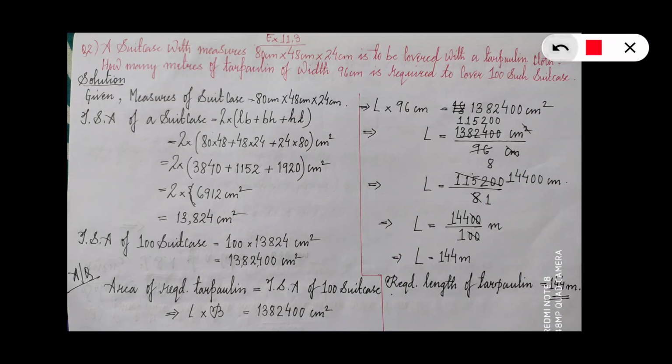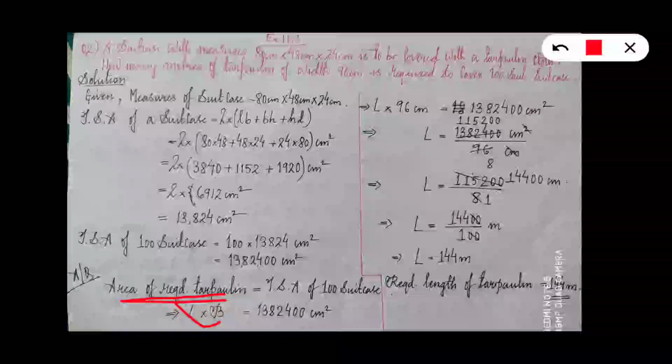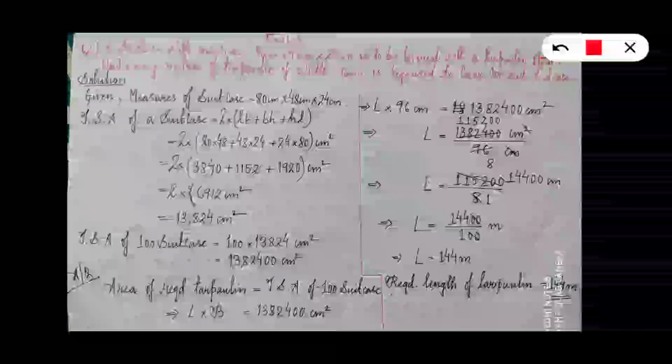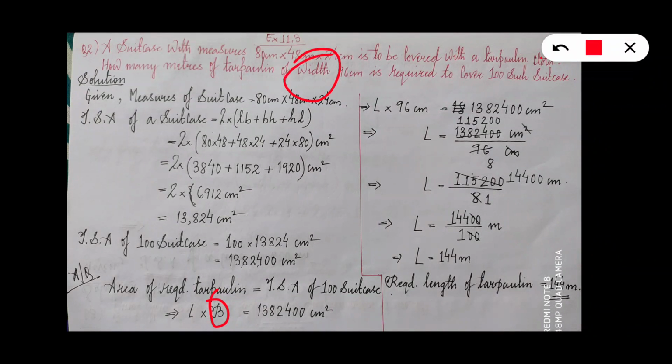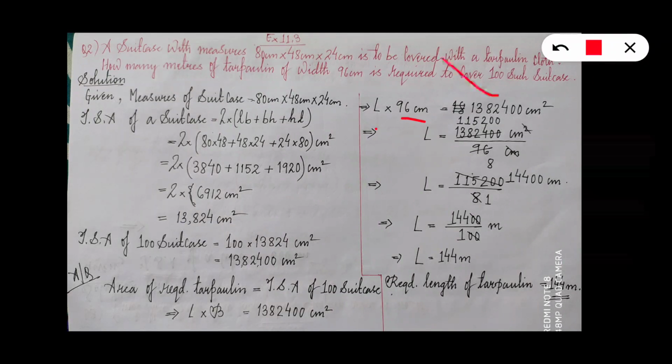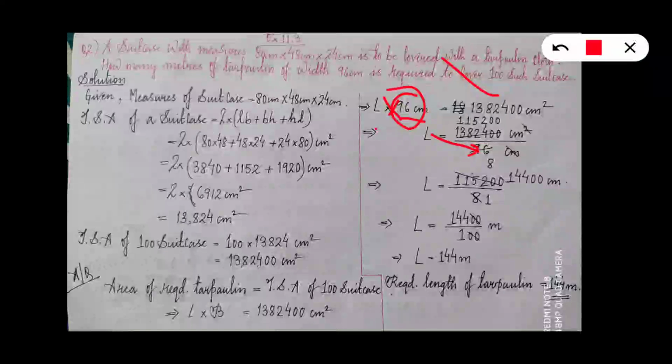So what is the formula of area of rectangle? Length into breadth. That's why in place of area of tarpaulin I have written here length into breadth, L into B. So total surface area of 100 suitcases we have already got here 13,82,400. Okay. Now let us replace this breadth, which is also known as wide. So in place of breadth I am writing here 96 centimeter, that is the wide of the tarpaulin. L into 96 is equal to 13,82,400. So 96 is multiplied with L, but it goes down here in the denominator.